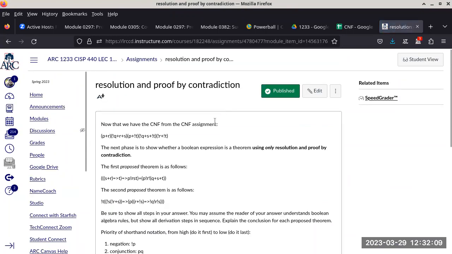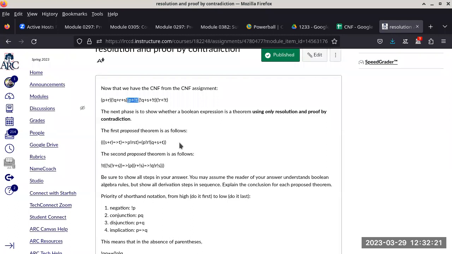All right, so this one is giving you the solution, and you can simplify that if you want to. You can take out P or not P, if you want to. It doesn't really matter. It doesn't change anything. So this time I want you guys to perform proof by contradiction. The first proposed theorem is this expression here, and the second proposed theorem is this one over here.